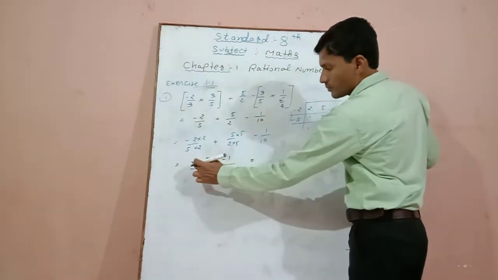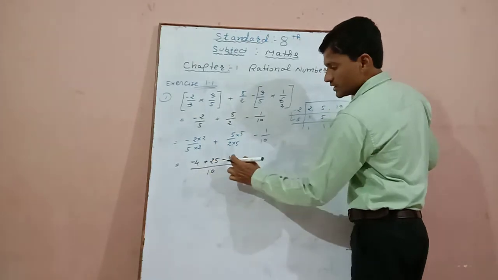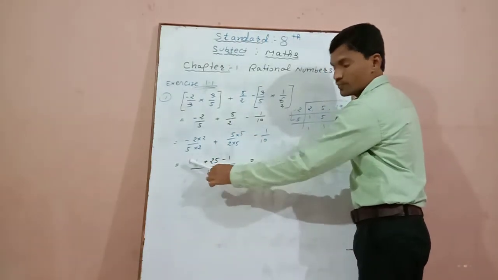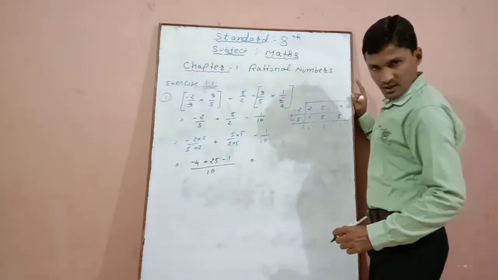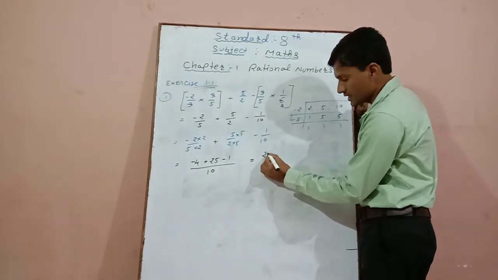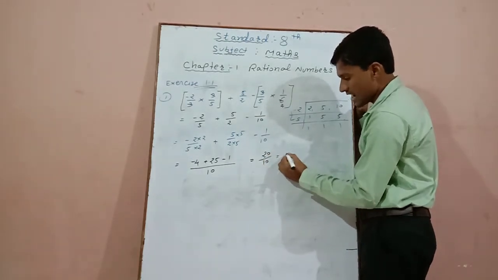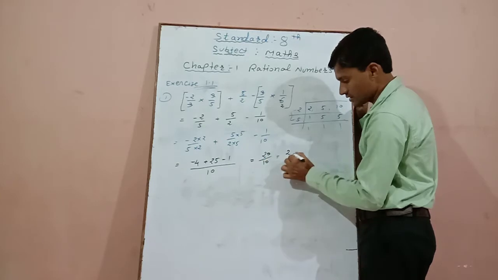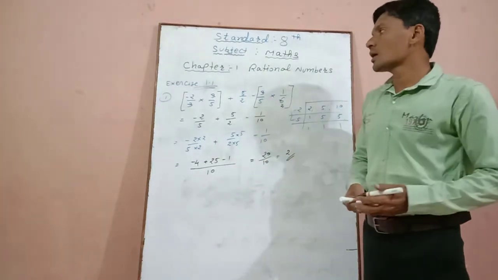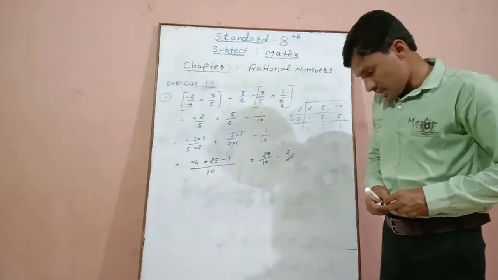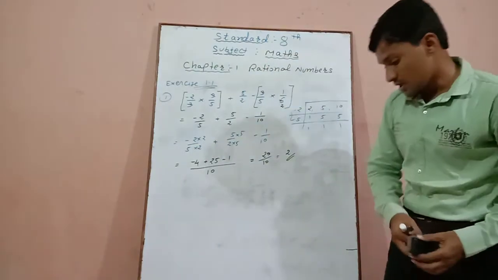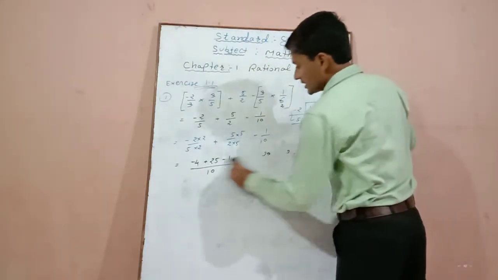Now minus 4 plus 25 minus 1. That means 25 minus 4, the answer will be 21. Then minus 1. That means the answer will be 20 divided by 10. So the last answer will be 0 cut 0. The last answer will be 2. Okay. This is exercise number 1.1 and question number 1, first sum. Now again we will see question number 2 of main question number 1.